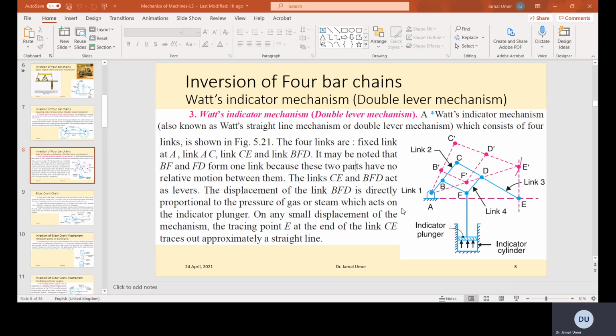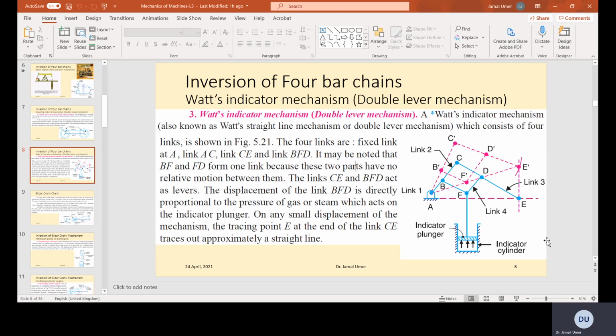So these were three different inversions of the 4-bar chain which we have discussed. Of course, in our last lecture, we had a fourth inversion as well. But as I said in the beginning of this lecture, among those different mechanisms, we are discussing the mechanisms which are more relevant from the practical application point of view. So this lecture mainly discusses some of those, not all, basically.